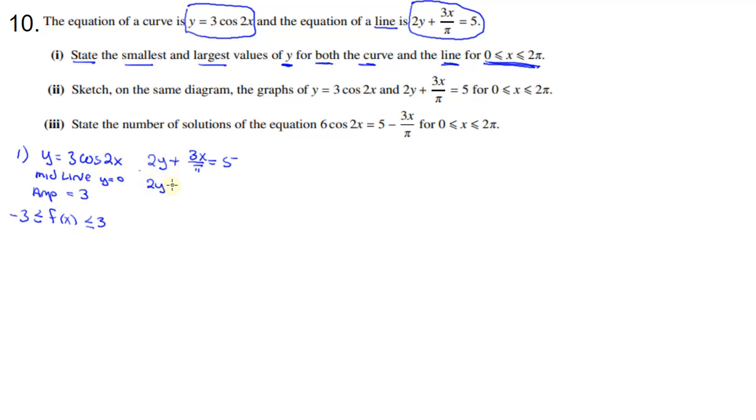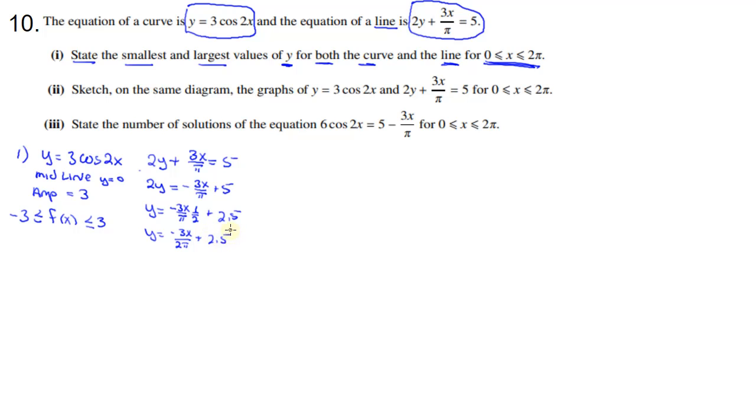Now looking here, it's a line, so I decided to get the y by itself, and when I'm dividing by 2 it's the same thing as multiplying by 1/2. I am going to divide the 5 by 2 and get 2.5. And so then I end up with this.